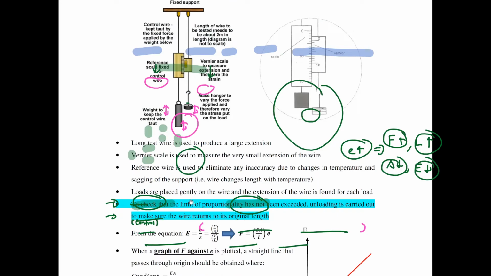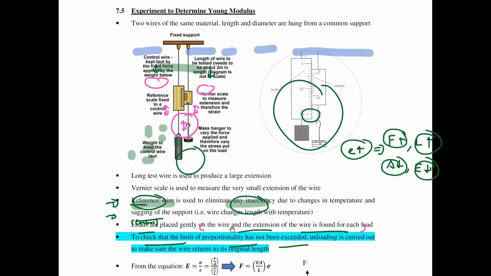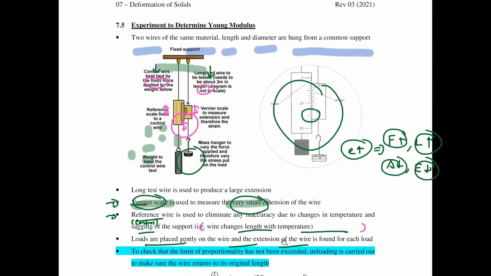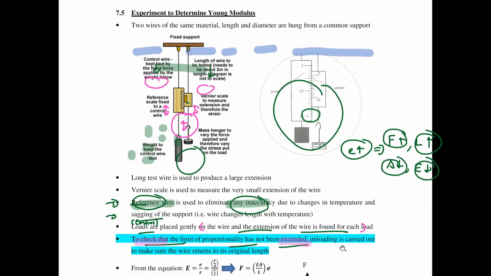Okay. So from here, you place loads onto the wire and find out the extension. You increase the load and then you find out the extension on each wire. You find out the extension for each corresponding load. All right. And then after that, you want to ensure that you have not exceeded the limit of proportionality. You want to ensure that your object still obeys Hooke's law. What you do is that you remove the load.